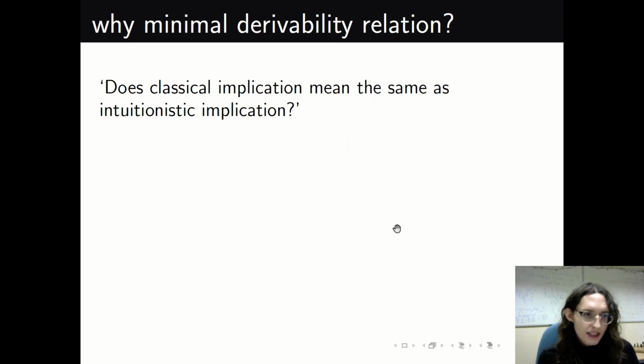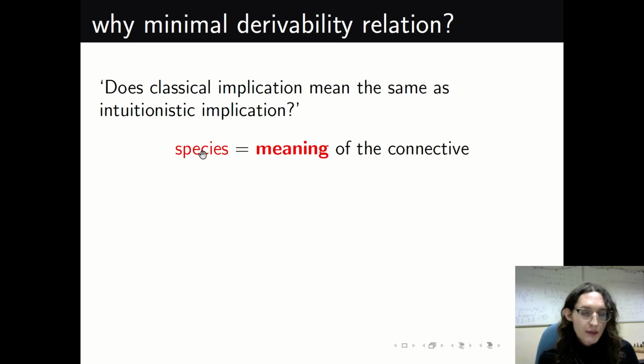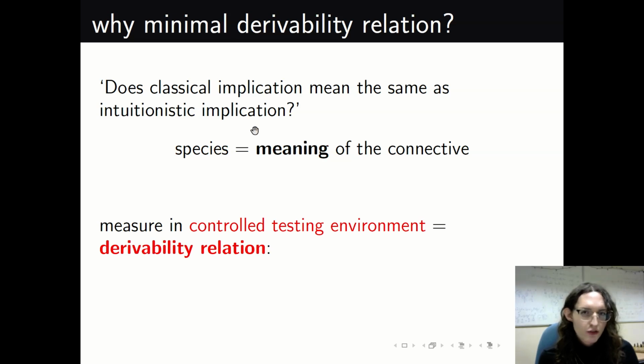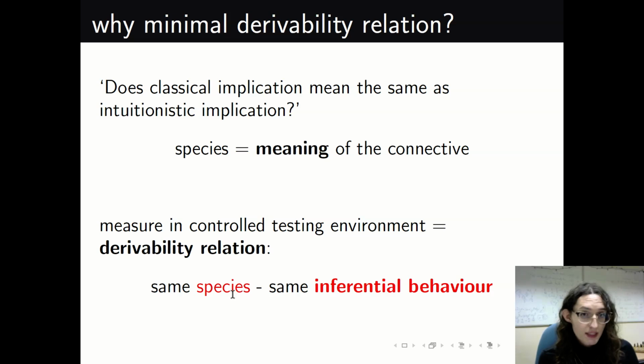Equivalently, sometimes as semanticists, we ask questions of this kind. Does classical implication mean the same as intuitionistic implication? Now, when we ask those questions, we ask about the species of the connective or the meaning of the connective. And maybe we should also determine this by means of experimental measurement. So we should isolate each of those two connectives. We should put them in a controlled testing environment and then see if they're the same species, if they have the same meaning. They should show the same inferential behavior. They should act in the same way. They should be used in the same way.